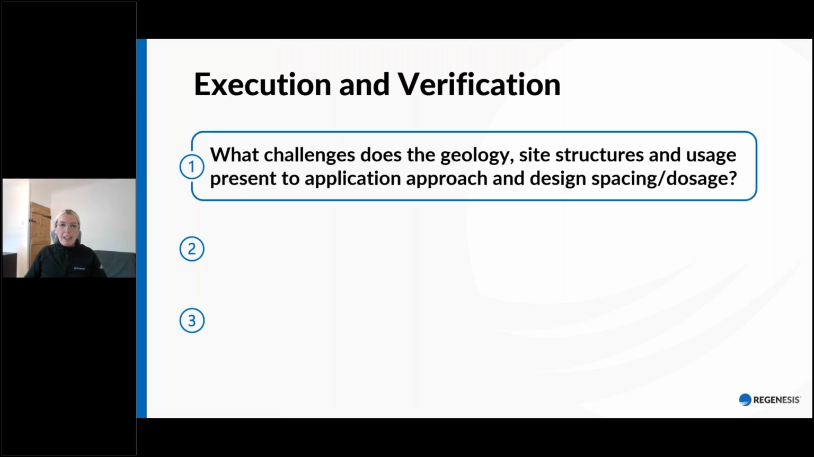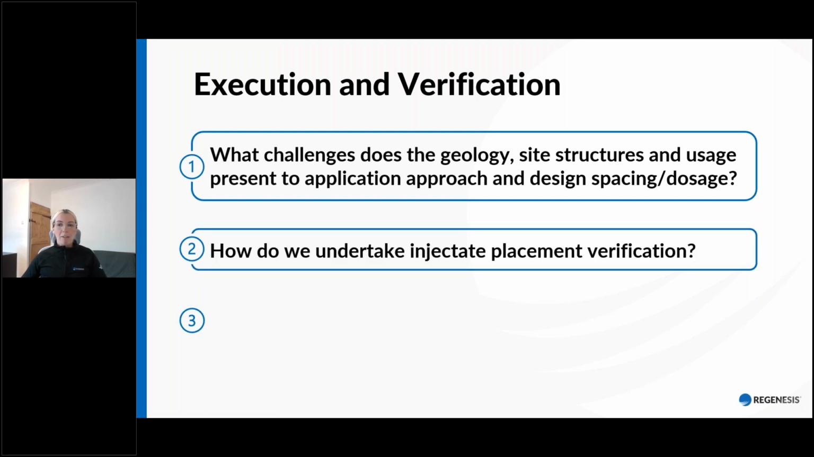So firstly, we're going to consider the challenges that the geology, the site structure and usage can present. And the key thing here is that the design isn't written in stone. And when we're on site, we need to be ready to make changes to ensure that the reagents are applied as desired and that we're getting the correct distribution in the subsurface. We want this strategy to succeed.